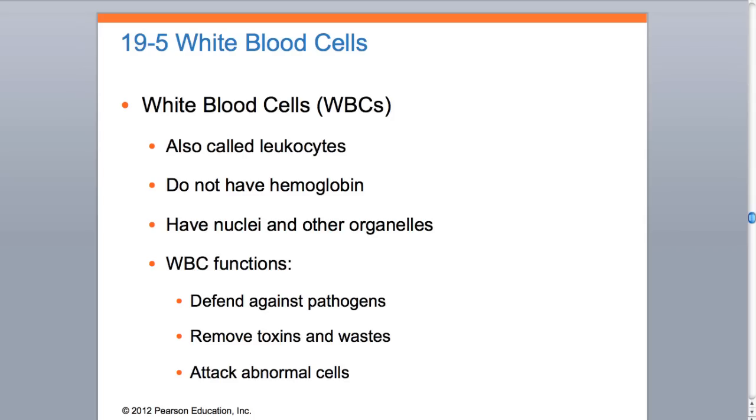Next, we move to white blood cells. White blood cells are called leukocytes. They do not carry oxygen, so they don't have any hemoglobin. Now, what do they do? The functions for white blood cells are listed below there. They defend against pathogens, they remove toxins and waste from the body, and they attack any abnormal cells, such as cancer cells, for example.